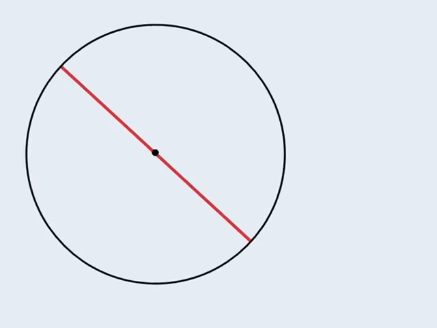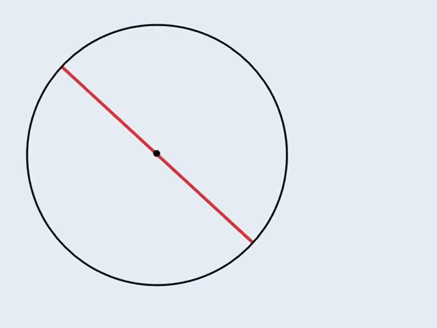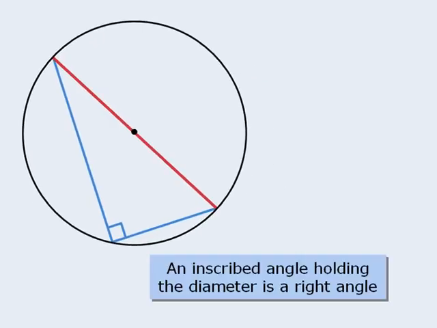The next property involves a very special chord that passes through the center of a circle. This chord is known as the diameter. Now, if we have an inscribed angle holding the diameter, then that inscribed angle must equal 90 degrees. So we can say that an inscribed angle holding the diameter is a right angle.